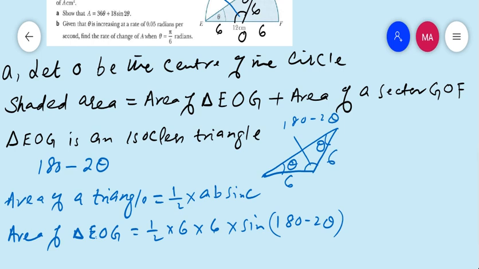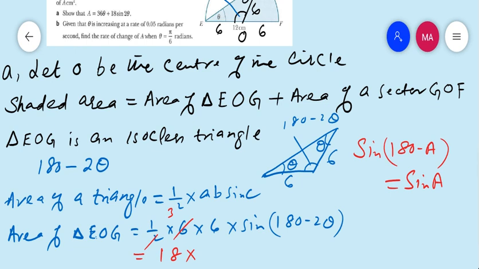Now recall the formula in trigonometry, O level math. Sine (180 minus A) is always equal to sine A. Therefore, 2 3s are 6, 3 6s are 18. So if sine (180 minus A) is sine A, therefore sine (180 minus 2 theta) is sine 2 theta. So this is the area of triangle EOG. Now we have to find the area of the sector. So our sector is this, this radius should be 6, this radius should be 6. What should be this angle? Very easy.